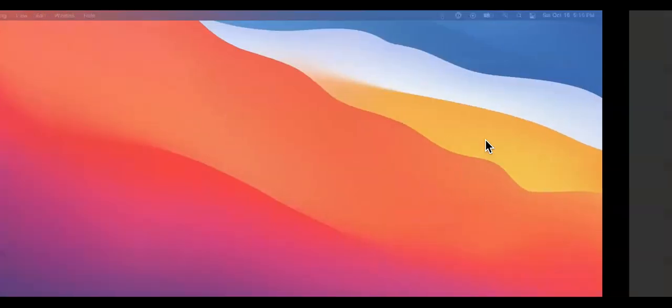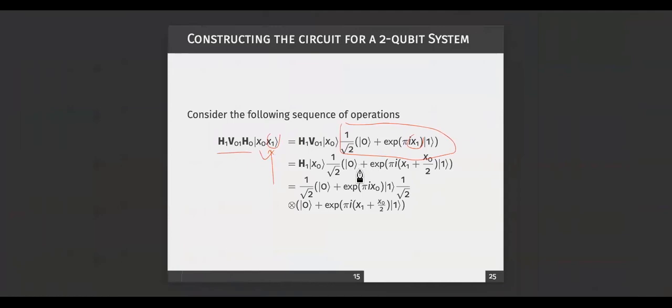Okay, let me see. Am I still recording? Yes, I'm still recording. I'm going to share my screen again. Okay, so share screen. Okay, so that's what happens.